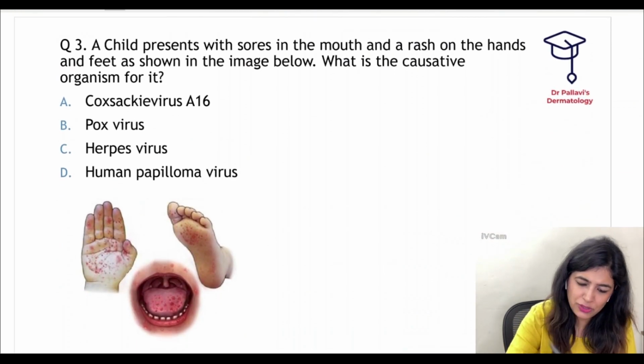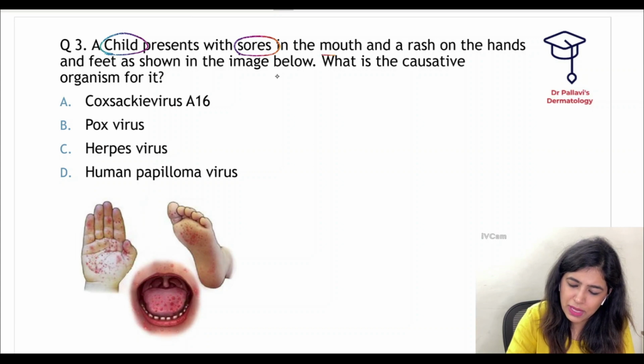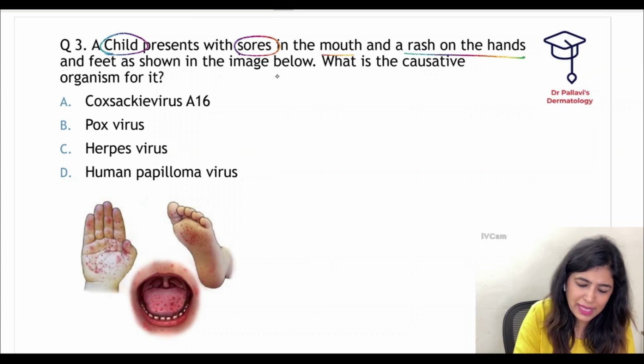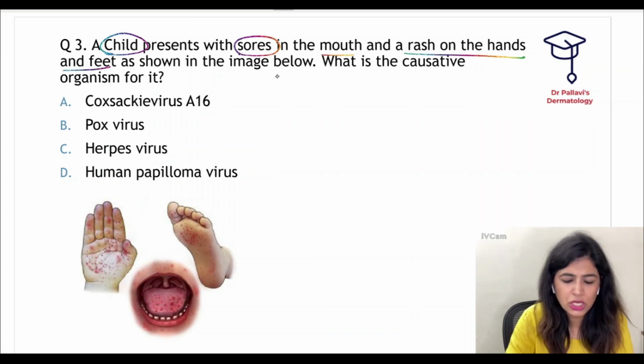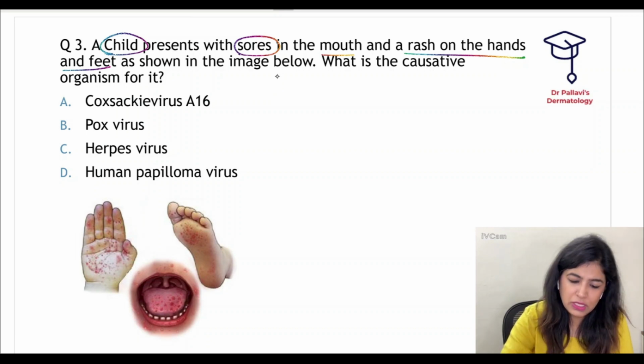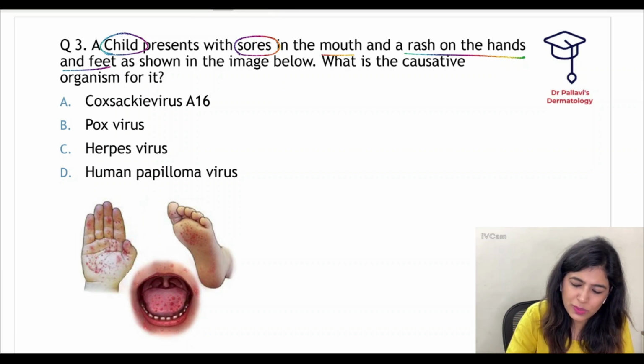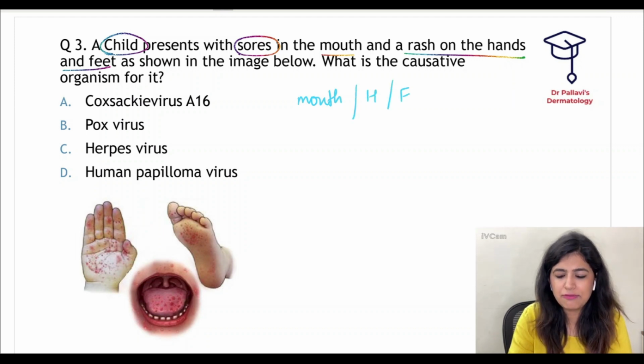Coming to question number 3. A child presents with sores in the mouth and a rash on the hands and feet as shown in the image. What is the causative organism? So what is the question telling us? Question is telling us that there is an involvement of the mouth plus hands plus feet. So these are the 3 things involved.